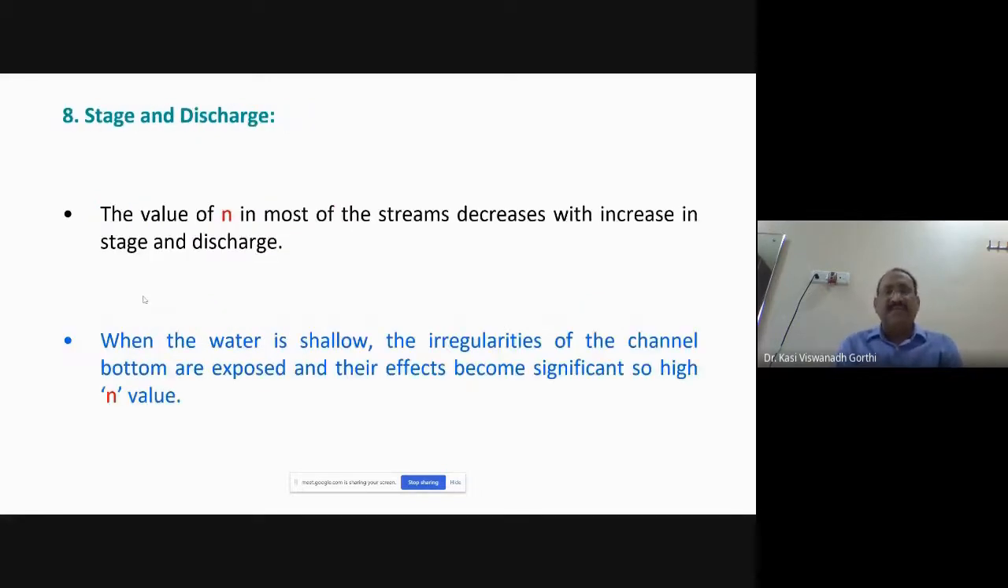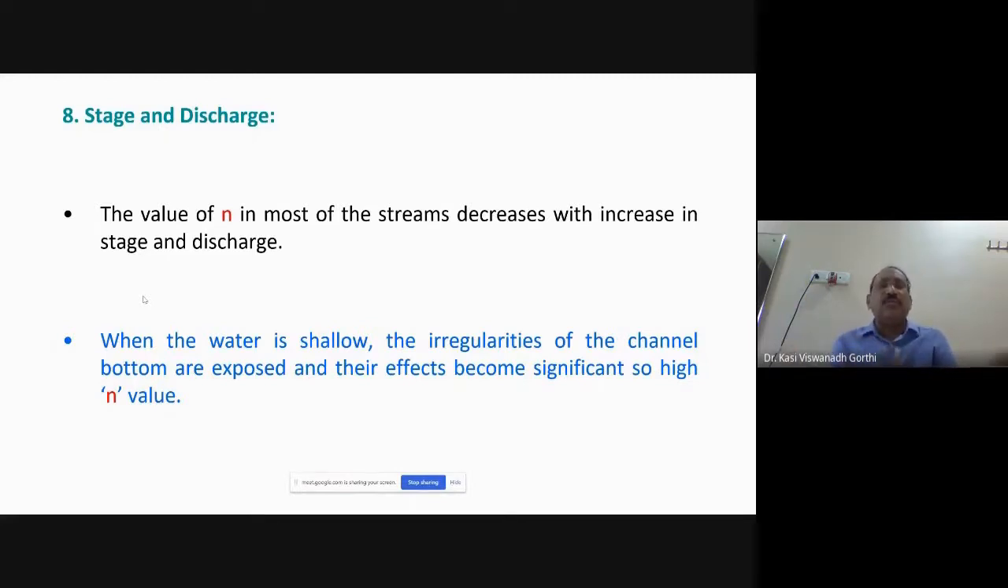The next parameter affecting the value of n is stage and discharge. The value of n in most streams decreases with an increase in stage and discharge. What do you mean by this? Stage and discharge: in a river, during the flood period, a huge quantity of water may be flowing. Higher discharge, what we call high discharge.